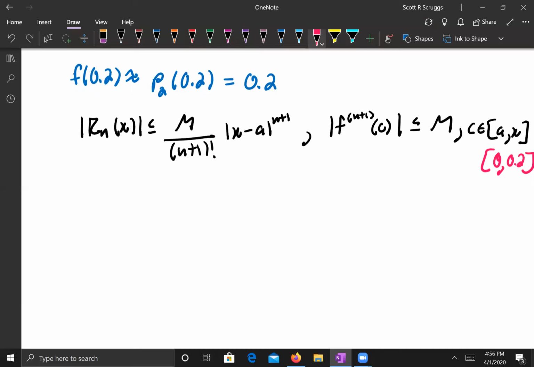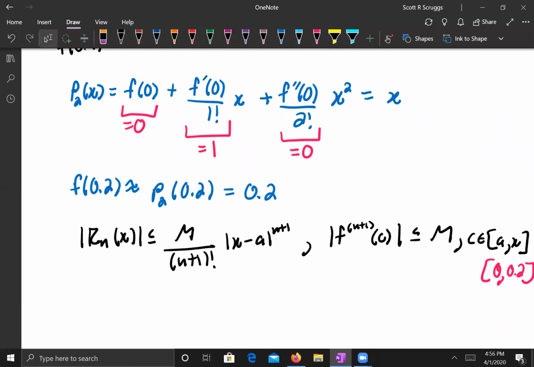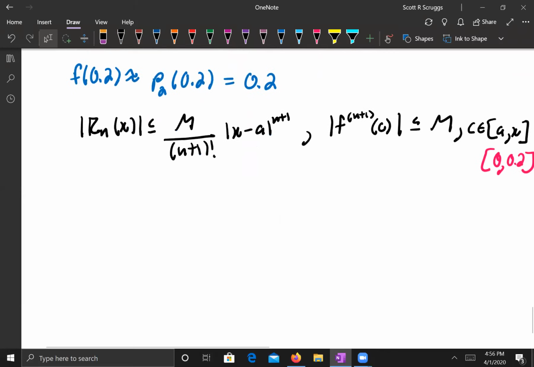Would you mind scrolling up for 1 second? Yep, right there. Okay. So y equals x. That's bracketed to 0, 1, 0. Okay, that makes sense. Thank you. Alrighty, you're welcome. All right, so I know c is a point between 0 and 0.2.